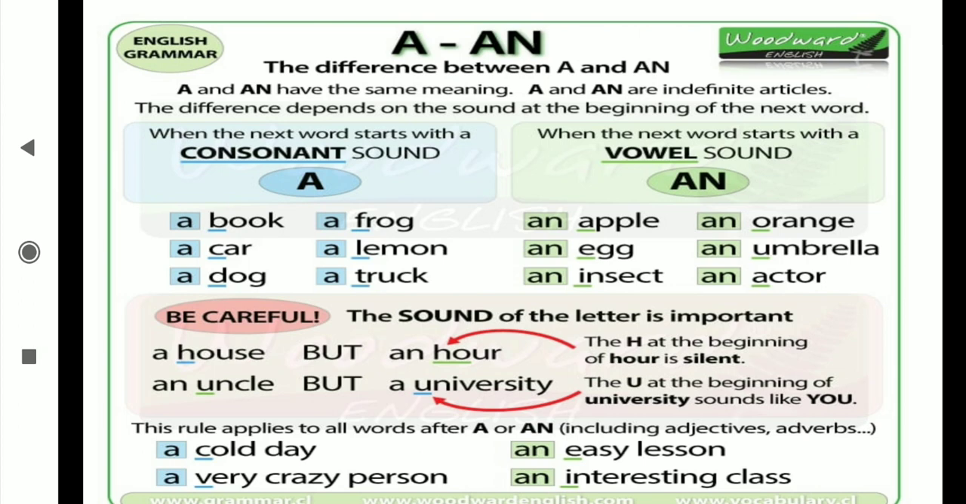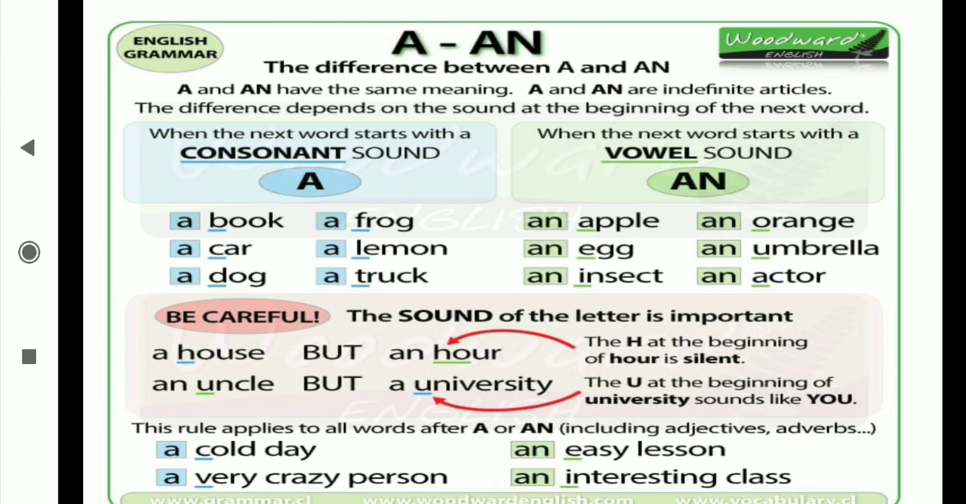But with "university", U came, a vowel came. In "uncle", the U vowel was there, that's why we have used "an". In "university", U is also a vowel, but what is the pronunciation of U? "University", like "you". So for "a university" we do not use "an", we use "a". Get it? The H at the beginning of "hour" is silent. The U at the beginning of "university" sounds like "you", Y-O-U. That's why we have used "a" there.